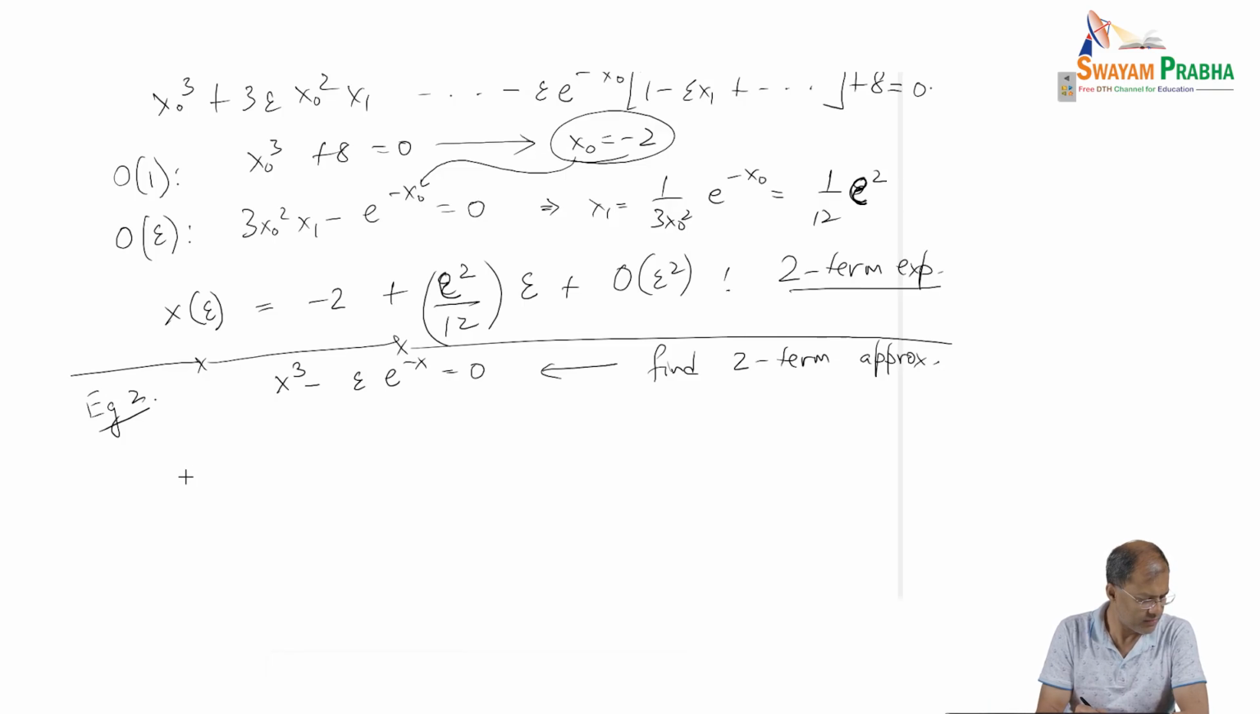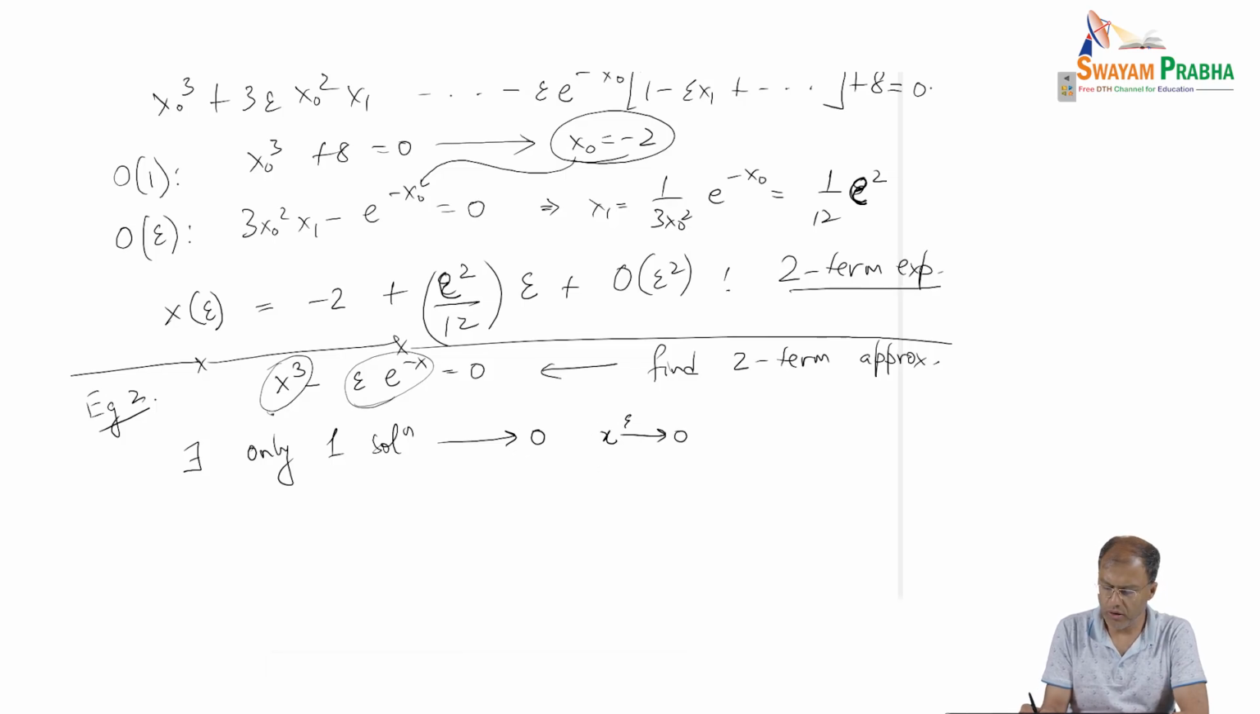The problem now is that, again, if we separate out all the terms containing epsilon and all the terms not containing epsilon, we will see that there is only one solution, and that solution approaches 0 when epsilon goes to 0, right? So that only solution goes to 0, so it is near 0, and when epsilon goes to 0, that solution approaches 0. So there is only one solution.